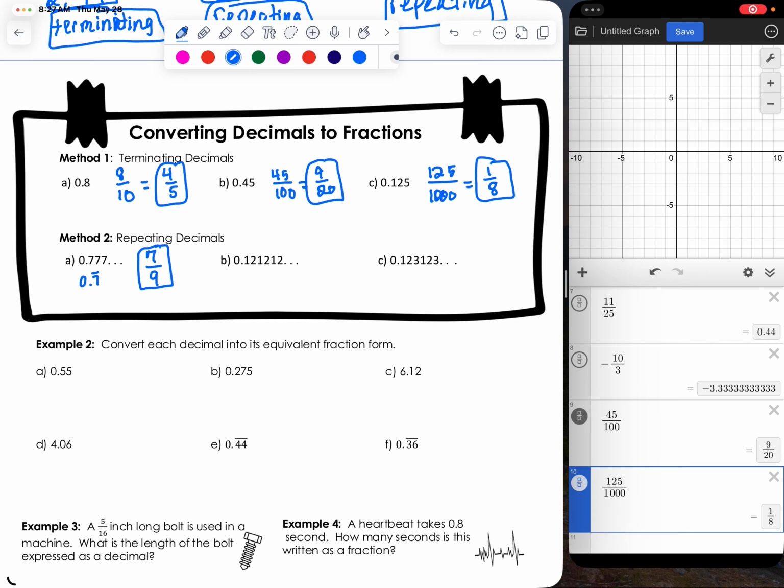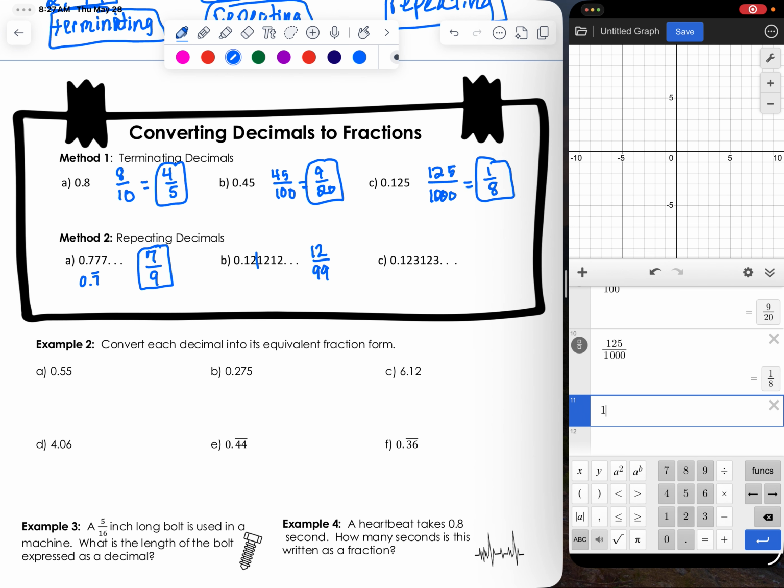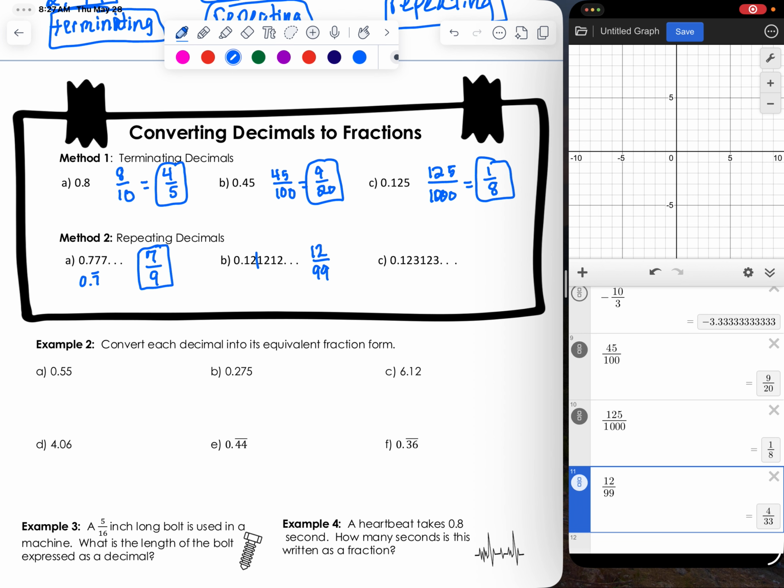Now in problem B, we have 0.12, 12, 12, and forever. So this time, let me draw one. You have 2 numbers that are repeating. So those 2 numbers become your numerator. But because there are 2 numbers repeating, your denominator is 99. Now, let's put that in our calculator and see if it will reduce. So I'm going to hit my fraction.